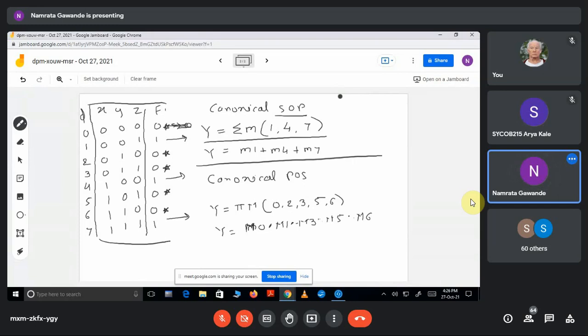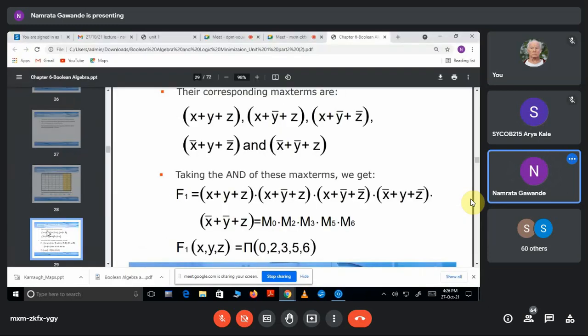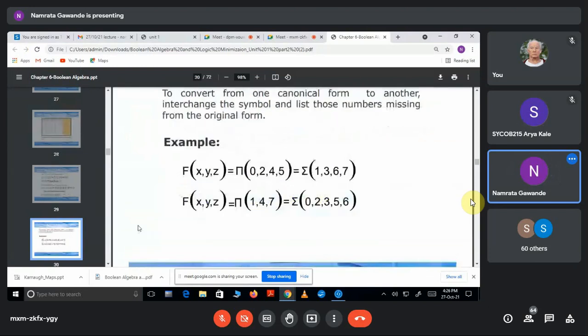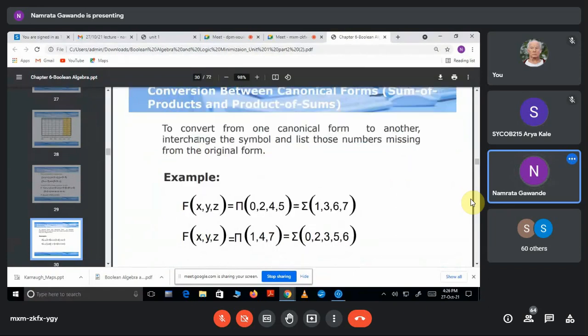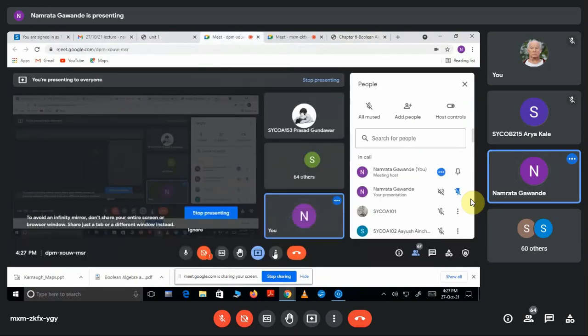Okay, got it, students? Okay, so with this, how to do conversion between canonical forms, from one canonical form into another canonical form, that is how to convert from SOP to POS and POS to SOP. Okay, so to convert from one canonical form to another, interchange the symbol. Just a minute.